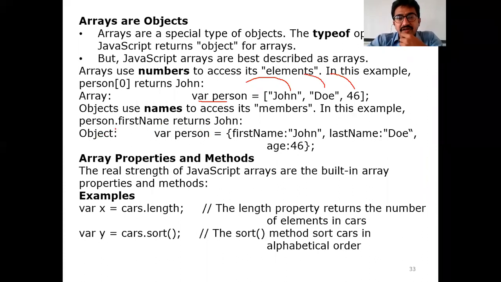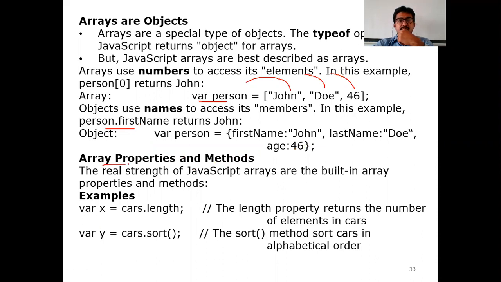With the help of the dot operator, you can connect the object name to the array name. So array name dot object name. The array name here is person, and the object name here is first name, as per this example. Similarly, person dot last name, person dot age.